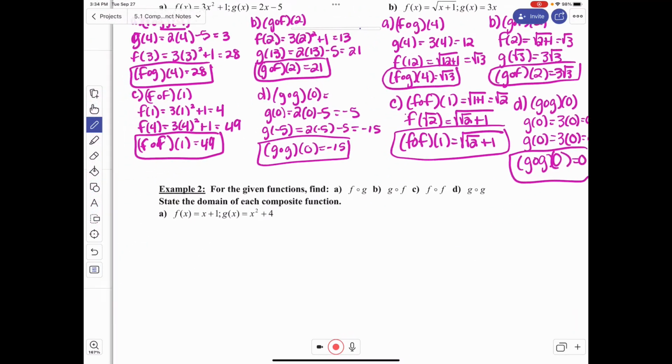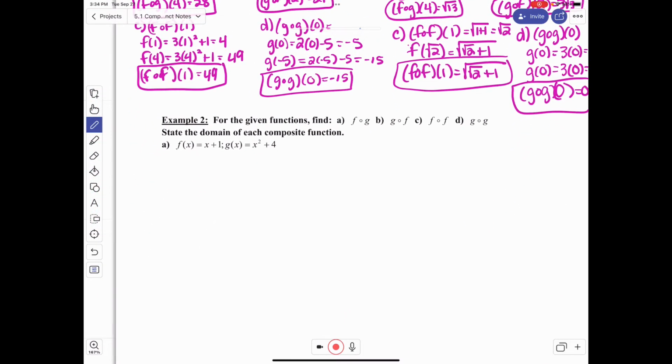Okay. So for example 2, these are going to be plugging functions into functions, and we're also going to state the domain. We're going to state the domain of each function before we start. So the domain of the function f of x is going to be negative infinity to infinity.